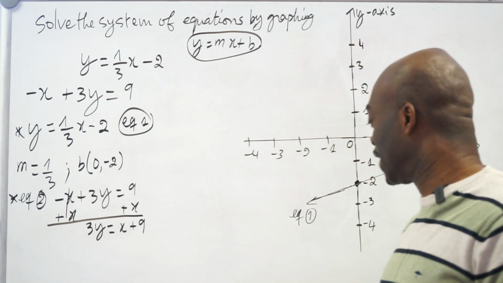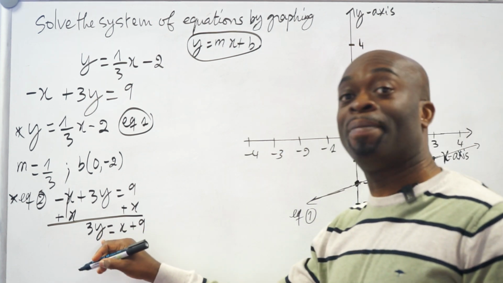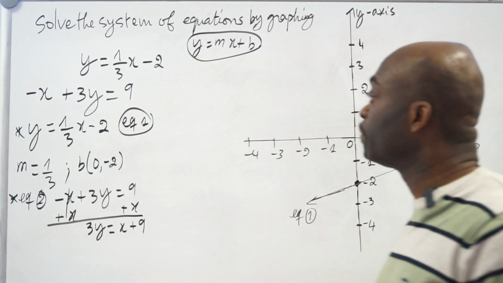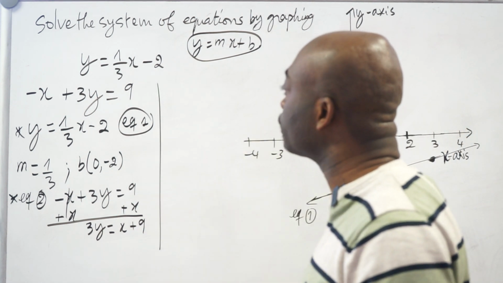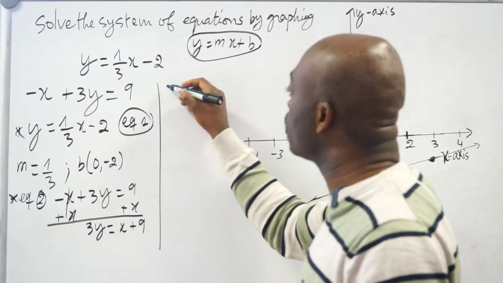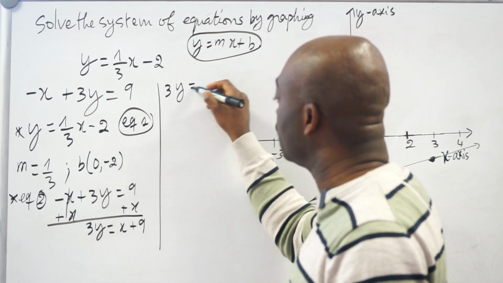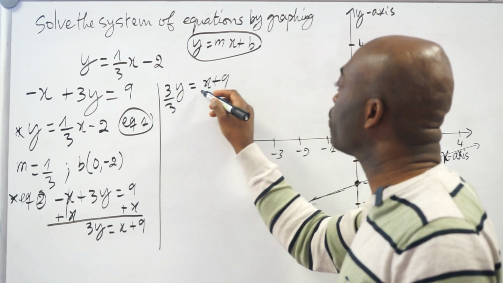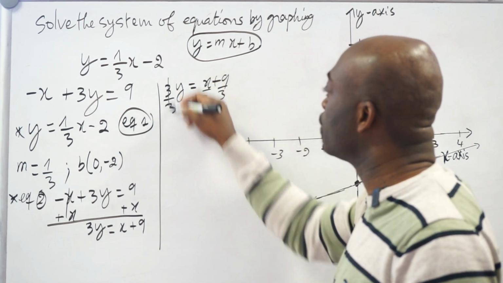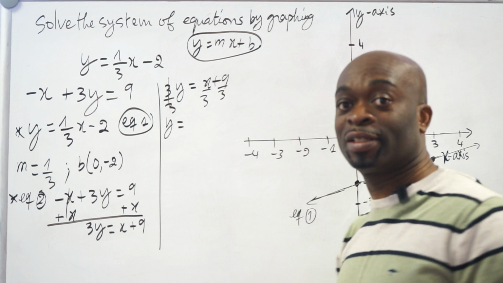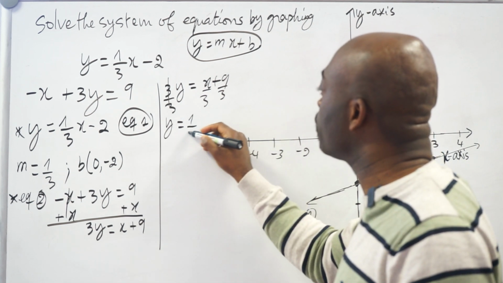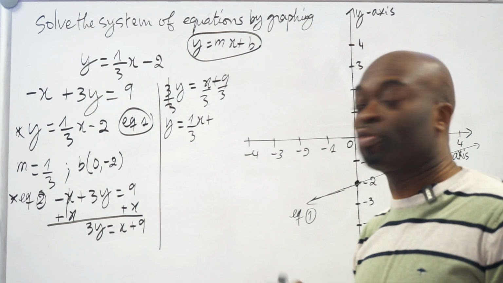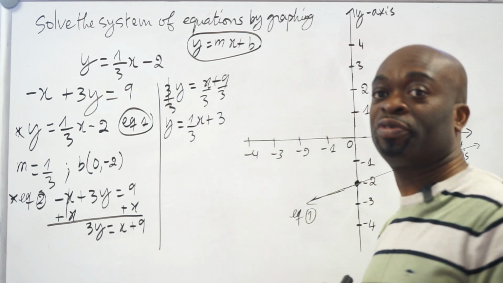We are good? And then what's the next thing to do? We need y by itself. Because we need y by itself, now we can divide everybody by 3. So I'm going to replicate 3y equals x plus 9, and then we divide everybody by 3. So this is going to give us y equals to what? It's going to give us 1 over 3x plus 9 divided by 3 is what? 3. We end up with 3.